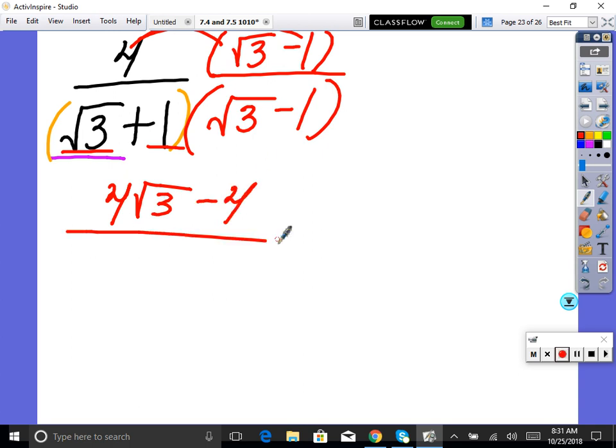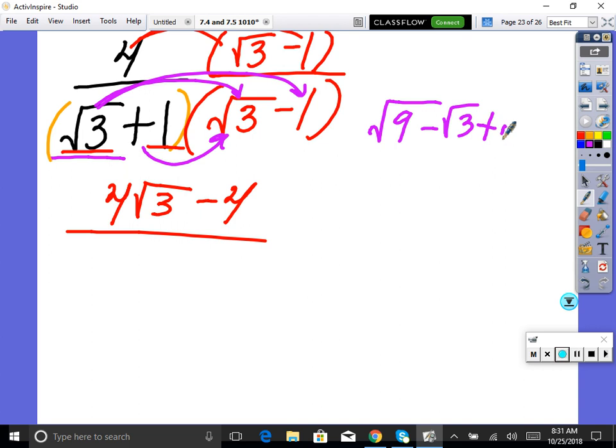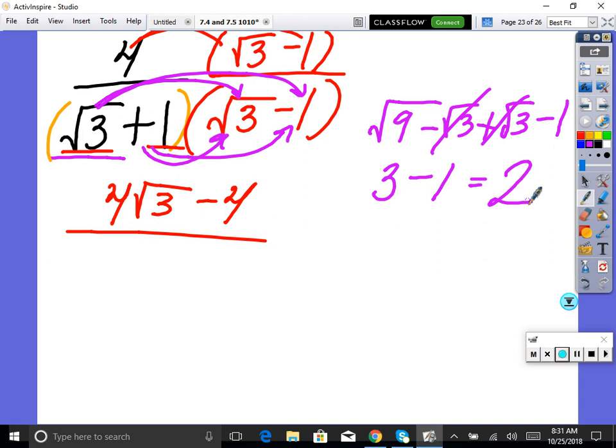Then on bottom, we've got to distribute that out, knowing that the radicals should all cancel out if we do it right. Root 3 times root 3 is root 9. Root 3 times negative 1 is negative root 3. Positive root 3. Middle terms should cancel out. And then we have minus 1. So my root 3's are gone. I have root 9, which is 3. 3 minus 1 is 2. So in our denominator, I have a 2. So that took care of the radical.